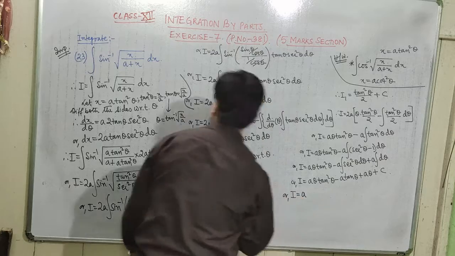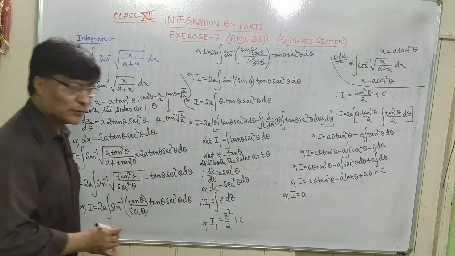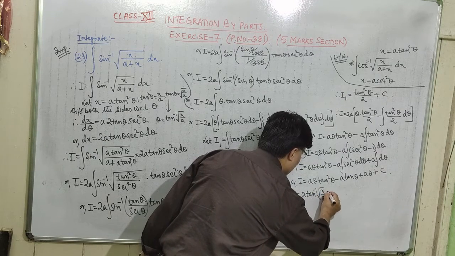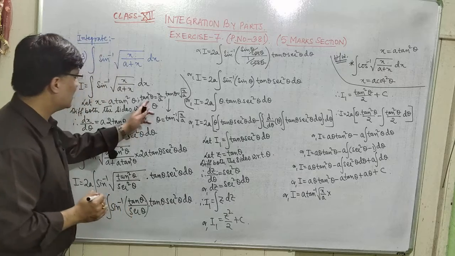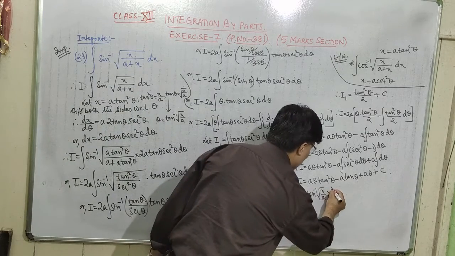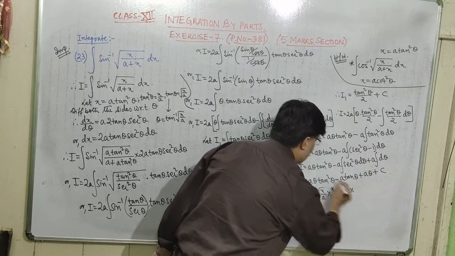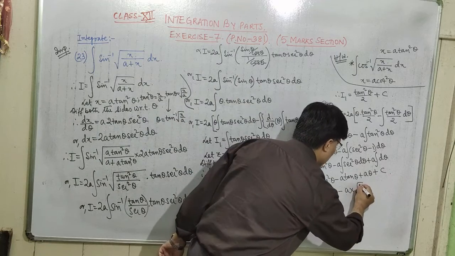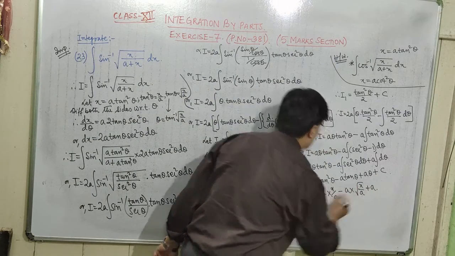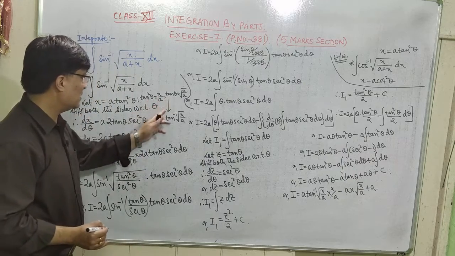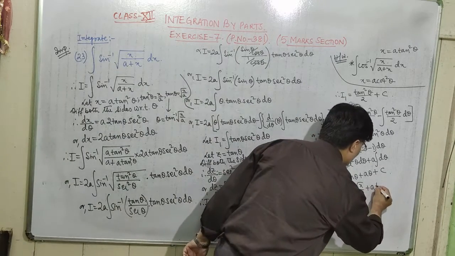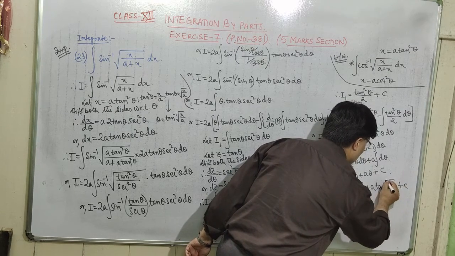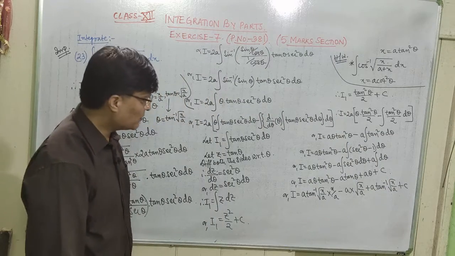Or I is equal to a, what is theta? Tan inverse root over x by a, into, what is tan square theta? X by a. You can write x by a. Tan square theta is x by a, minus a into, what is tan theta? Root over x by a. It is root over x by a, plus a into, what is theta here? It is tan inverse root over x by a, plus c. I think you have understood it.